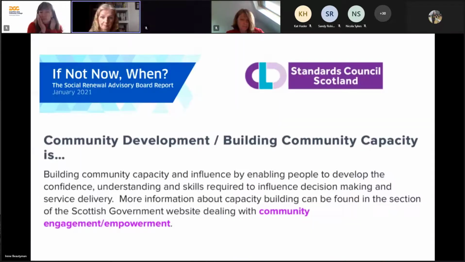a place-based approach. As we move forward then, as I said, I was referring to that, if not now, when, social renewal advisory report. There's a future here when we come to place-based approaches as we come out of COVID and we look to how we have, whether we call it a new normal or simply recovering from what we've all gone through. And I think there's a really big role in this for CLD. And I pull out that particular paragraph from the Standards Council description.